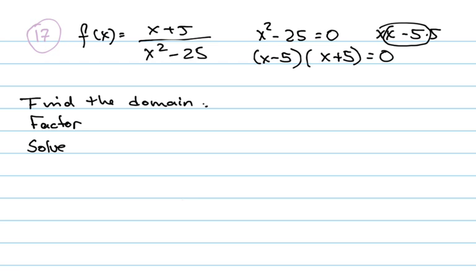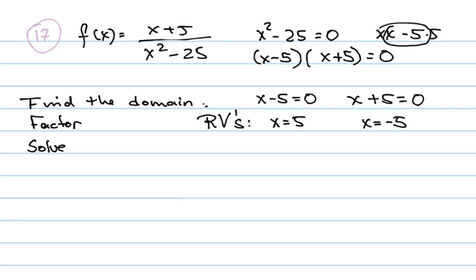So with that, we now set each factor equal to 0. And we solve for x, and you get x equals 5, and you get x equals -5. So in this case, you have two RVs. For 5 and -5, this function is not defined. On a number line that looks somewhat like this, -5 and 5.